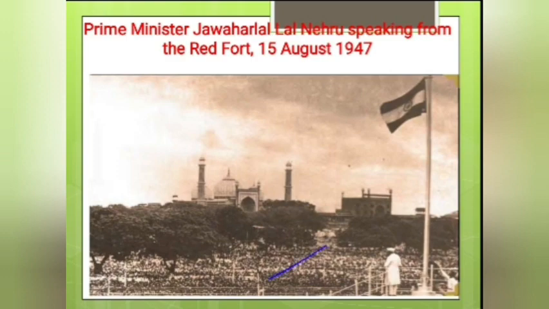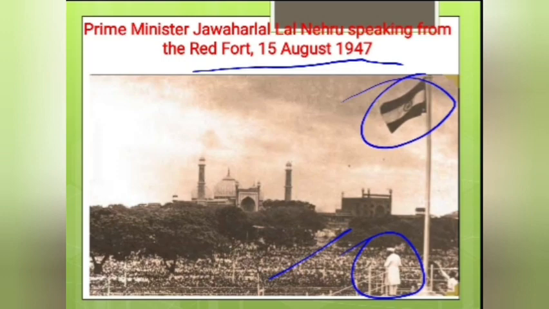This is the photograph which I have already discussed. Jawaharlal Nehru is speaking from the Red Fort, 15 August 1947, after getting independence. Okay, so this is the photograph. He was the first prime minister. The Indian flag was hoisted there, and it is a picture of Delhi, present Delhi.